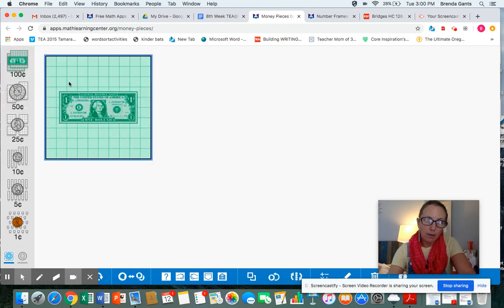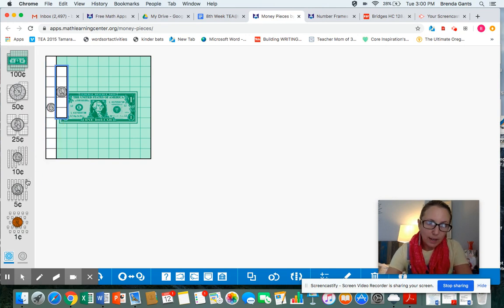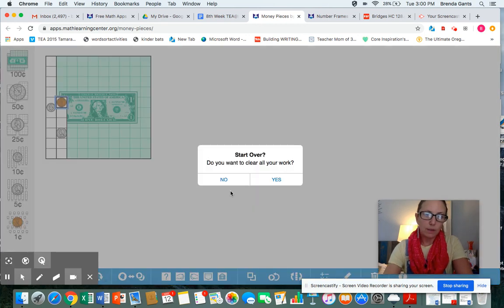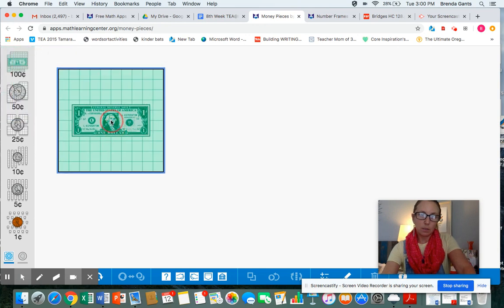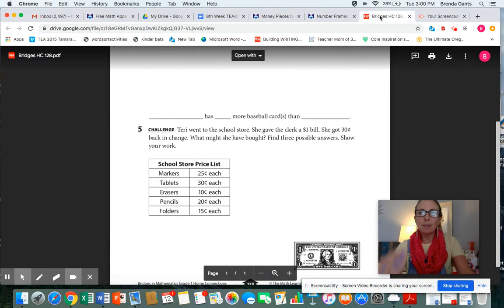I have dimes that are worth 10, nickels that are worth 5, and pennies that are worth 1. Okay, so that is how these work. I'm going to bring out $1 and I'm going to read this problem.